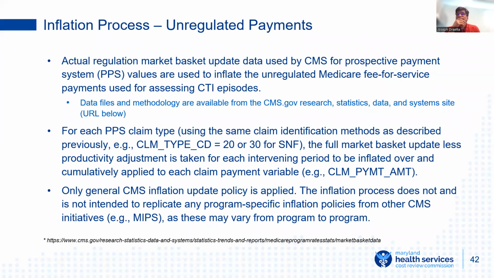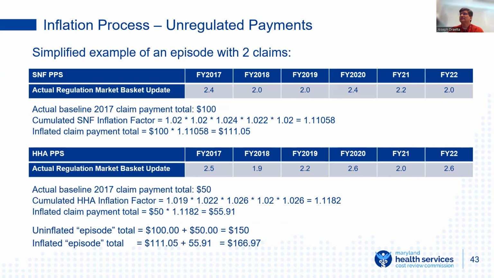So for unregulated payments, essentially what we're going to do is accumulate the inflation factors inclusive of all policy adjustments that CMS implements by each prospective claim type. So if you're familiar with the market baskets, SNF has its own inflation schedule. Home health payments have their own inflation schedule. Non-Maryland inpatient facilities have their own inflation schedule. So each claim is going to get inflated from the baseline period to the performance period using that appropriate update schedule. Go to the next slide, please.